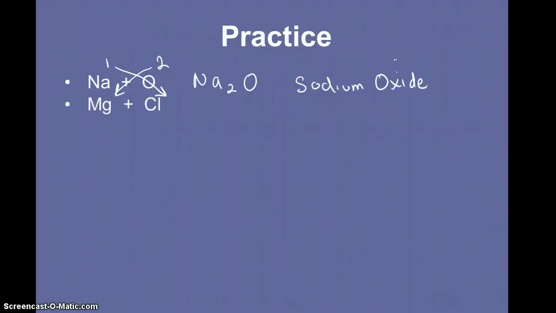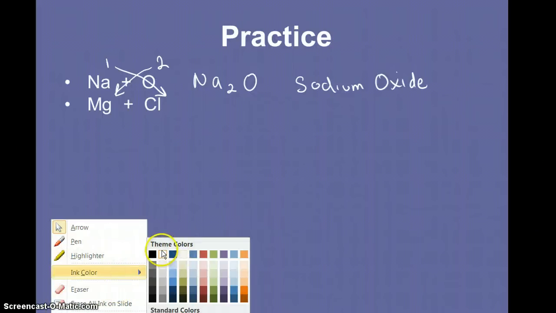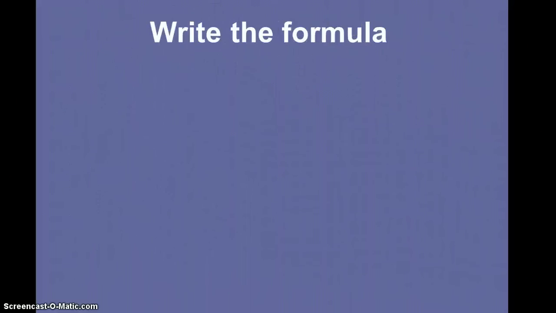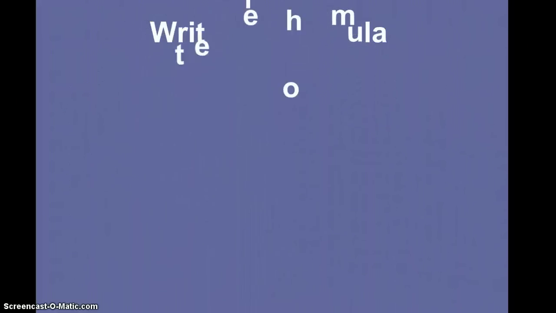Magnesium plus chlorine. Now, magnesium, if you look at your periodic chart, has an oxidation state of 2. I'm going to show a little 2 here. That's just a little reminder. I think it helps you and alleviates mistakes later on.